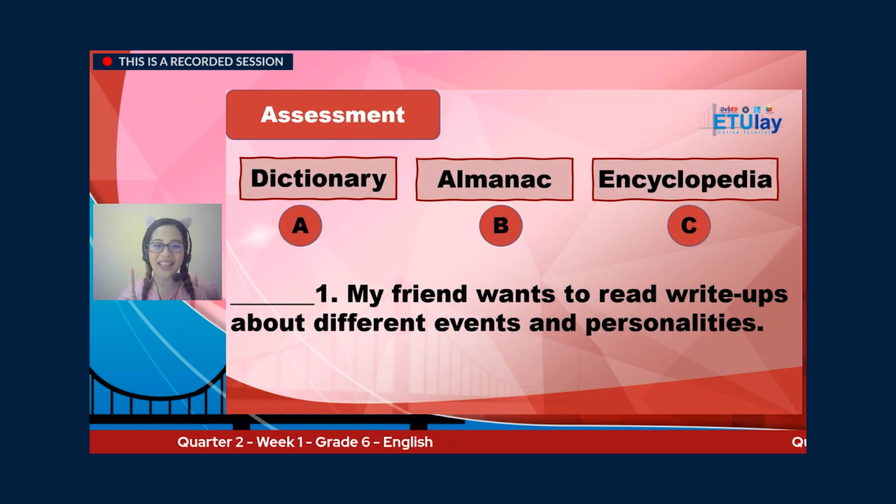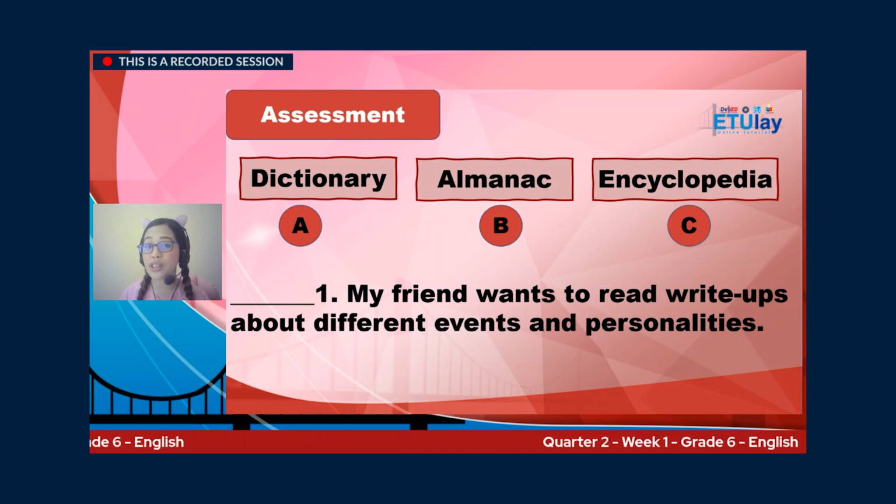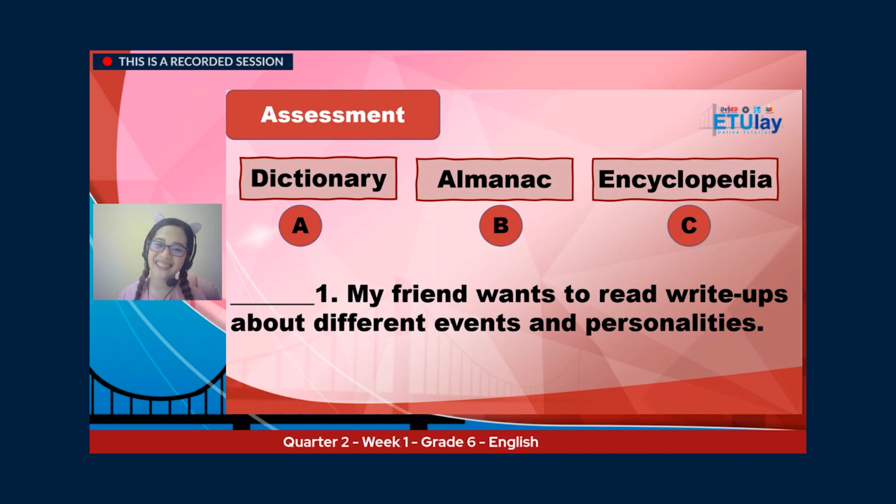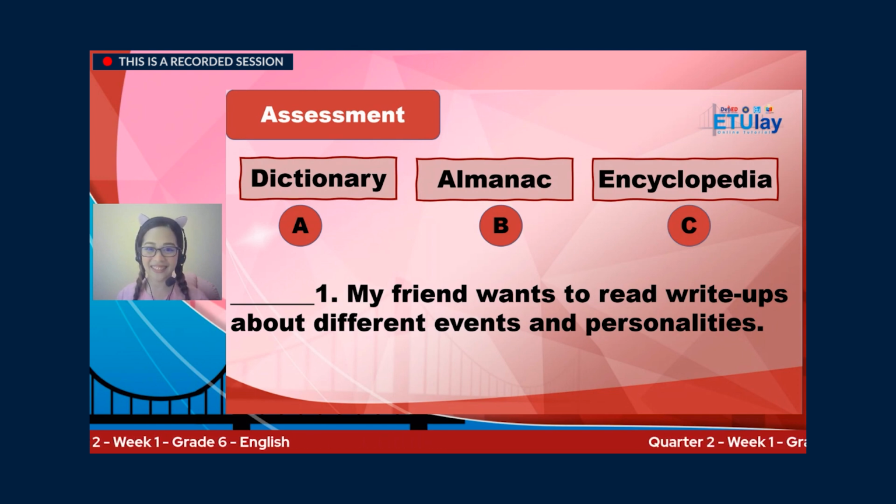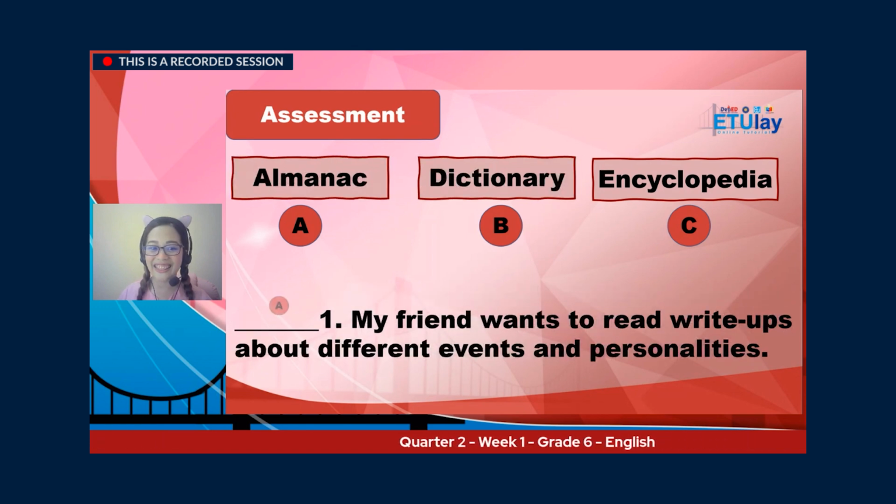And for number 1, my friend wants to read write-ups about different events and personalities. A. Dictionary. B. Almanac, or C. Encyclopedia. You may now start answering. And the correct answer for number 1 is, that is letter A, Almanac.